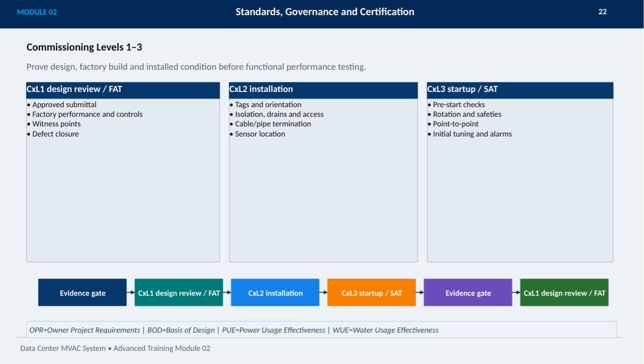Each of these levels acts as an evidence gate, ensuring quality and compliance at every stage before proceeding to the next. This structured approach helps align with the owner project requirements, the basis of design, and measures like power usage effectiveness and water usage effectiveness to optimize overall system performance.